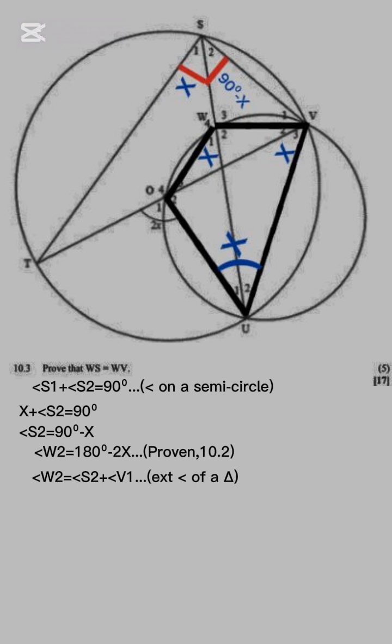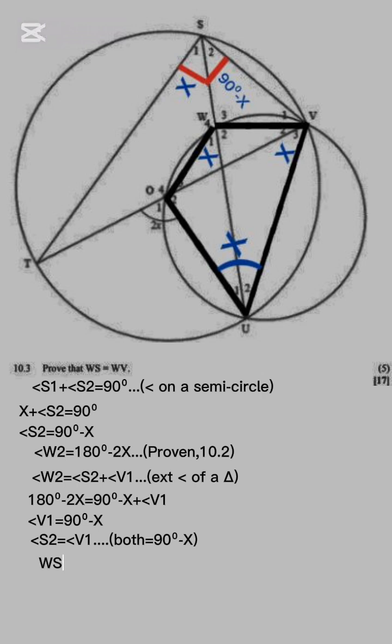Let's substitute everything. 180 degrees minus 2x is equal to 90 degrees minus x plus angle V1. Angle V1 is equal to 90 degrees minus x. Angle S2 is equal to 90 degrees minus x. And angle V1 is equal to 90 degrees minus x. Therefore, angle S2 is equal to angle V1. Reason, both are equal to 90 degrees minus x. Since we have proven that angle S2 is equal to angle V1, we can conclude that WS is equal to WV. And the reason is sides opposite equal angles.